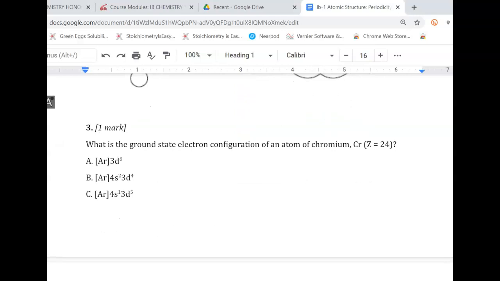The next one was one of our exceptions, and it was chromium. You had to be able to recognize the ground state, or the lowest energy configuration, for the electrons. So you should have picked the one that had one electron taken from the S and added into the D. Remember, this is one of our exceptions. The other exception was copper, and you're going to see that later in the test.